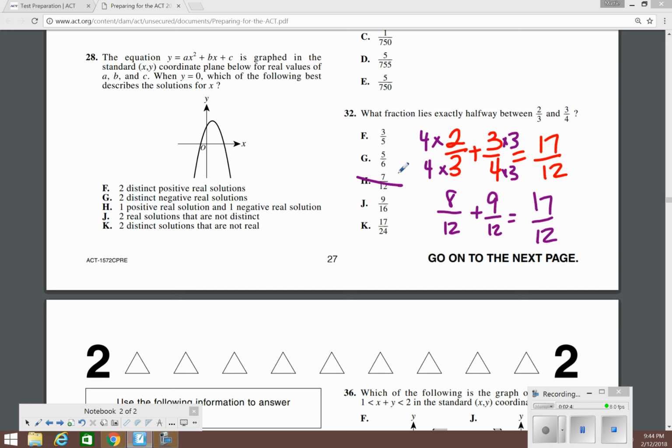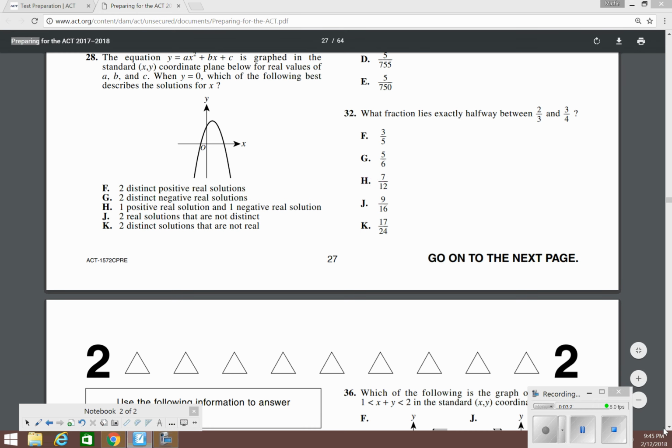Now be careful, because this is not my answer. I'm not done yet. I want to know the average, which is adding them together, and then dividing by how many there are, which is dividing by 2. If I have this already in my calculator, I can just do divided by 2, and I get 17/24. If I'm going to do it by hand, then to divide by that number, what I would actually be doing is taking the fraction 17/12 and multiplying it by the reciprocal of that, which is 1/2. And that's where that 17 times 1 is 17, 12 times 2 is 24. So that would be the fraction that's exactly halfway between 2/3 and 3/4.